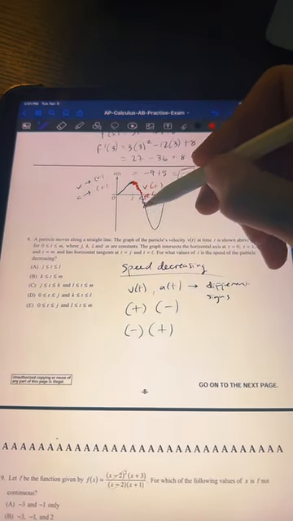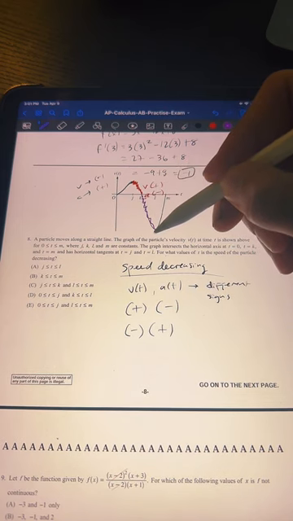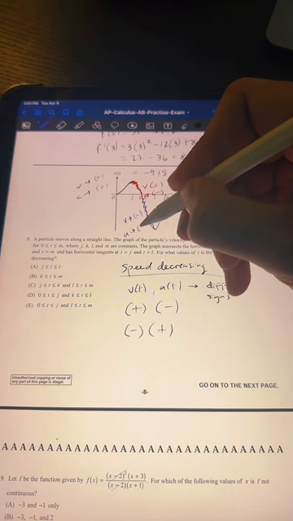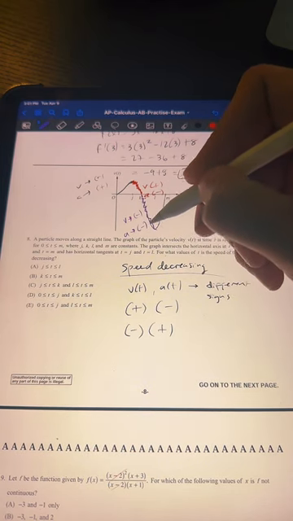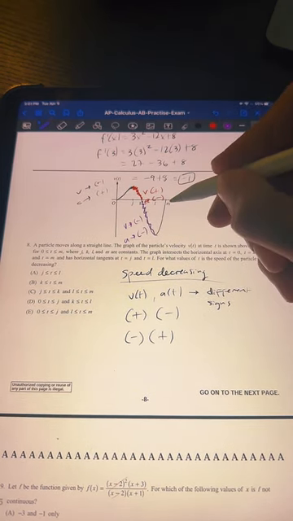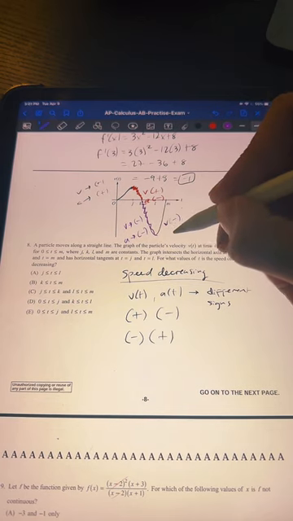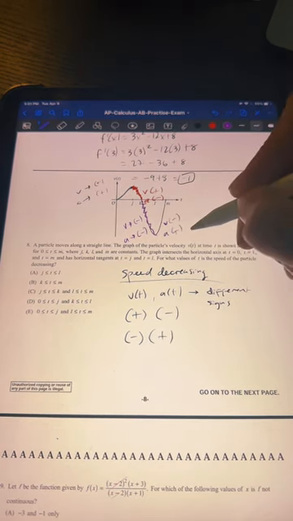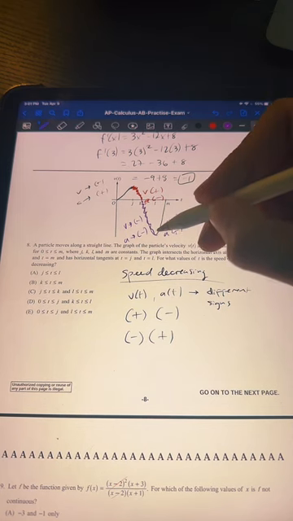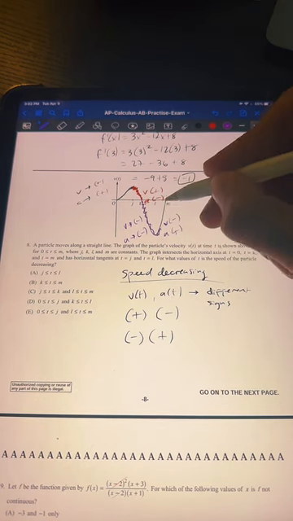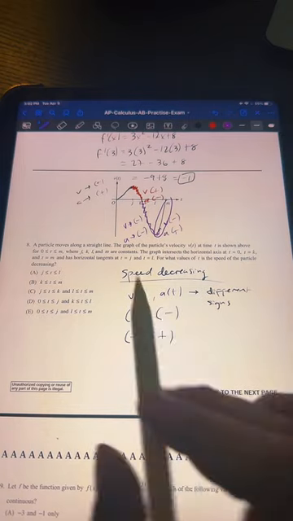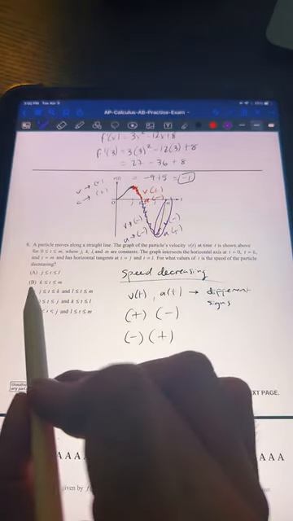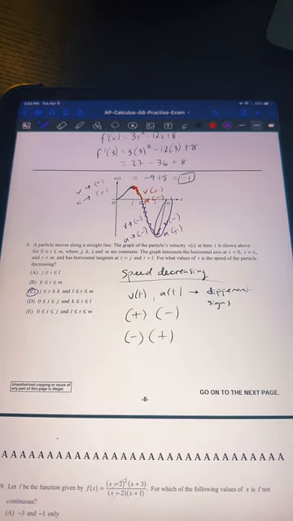Now when we go to the next section, here the velocity is negative and the acceleration is also negative because the function is decreasing. So in this case, the speed is increasing. And the last section over here, the velocity is negative still, and the function is increasing here, so we have an acceleration that's positive. Therefore, the particle's speed is increasing. So this is another interval where the particle's speed is increasing. So we have J and K, and then L and M. So our answer is going to be C.